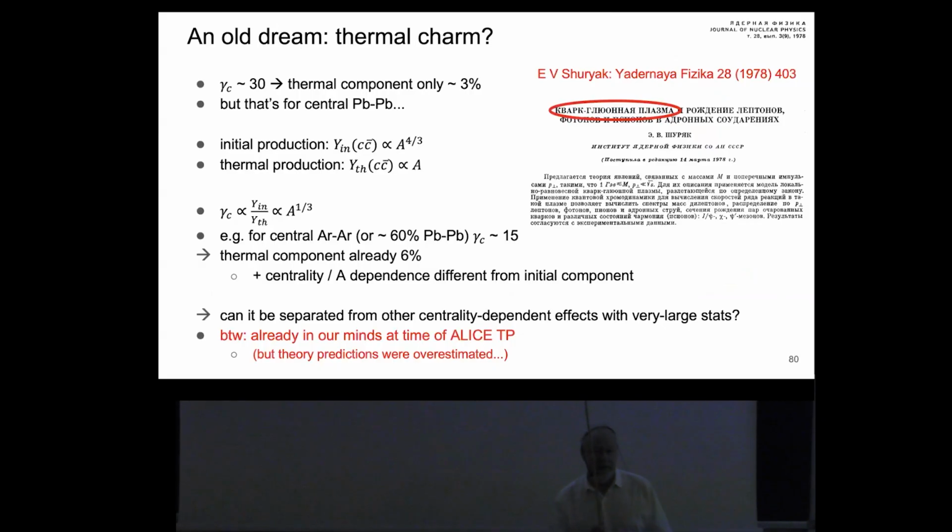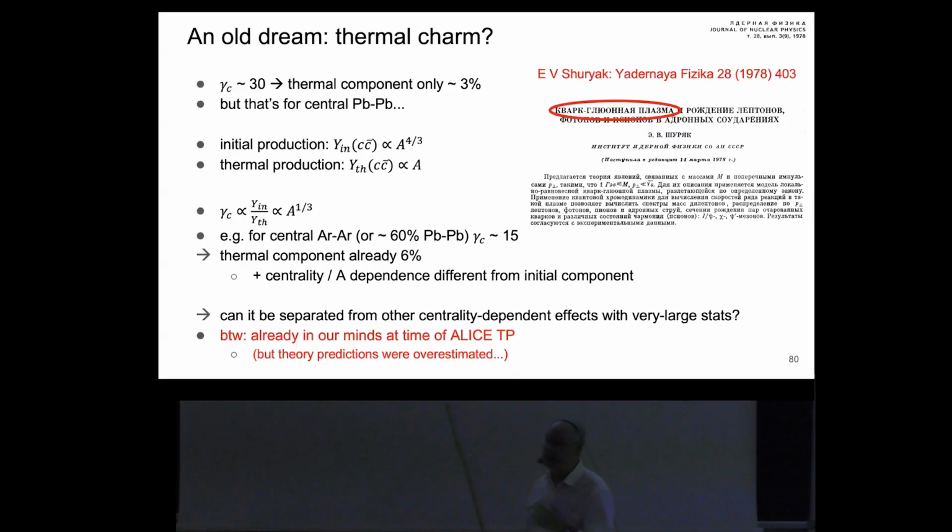An old dream is thermal charm. This was something which was already in our mind at the time of the ALICE technical proposal, the measurement of thermal charm. And actually, it was already mentioned in the Shuryak paper. Basically, I didn't go into this, but charm is fully out of equilibrium in terms of the amount of charm produced in heavy ion collisions, because it's not cooked in the system at the temperature of 150 MeV. It's produced at the beginning of the collision before the energy is degraded. So it's produced much more abundantly than one would produce in the Quark-Gluon plasma.